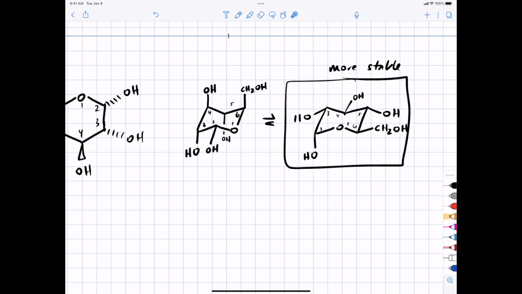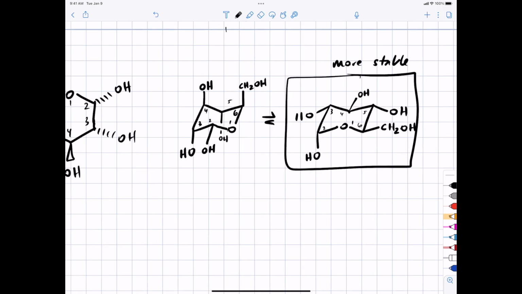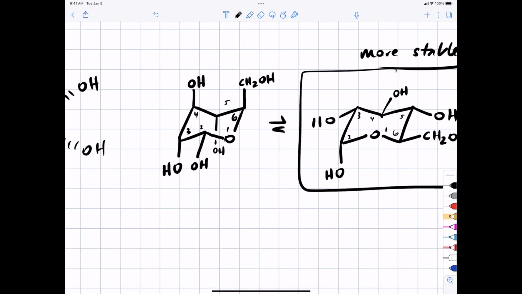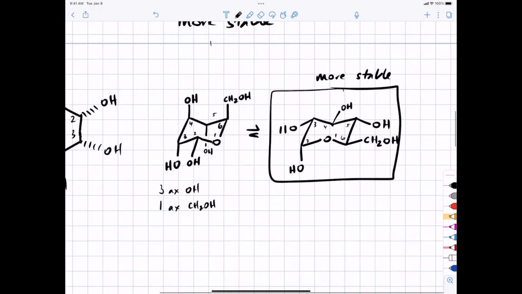Sorry, how did you know that that was the most stable? It was pretty clear when we only had one group that we were looking at, but with multiple groups, how can you tell? Right, so how can I tell with multiple groups? Well, here I'm going to count the number of things that are axial. I've got 1, 2, 3 axial OH groups and 1 axial hydroxymethyl group, CH2OH. Over here, I just have 1 axial OH group and everything's equatorial.